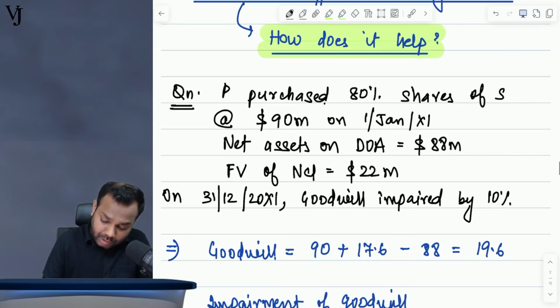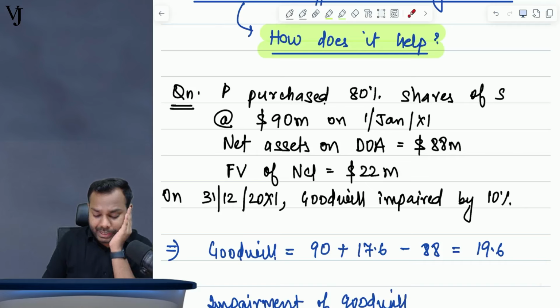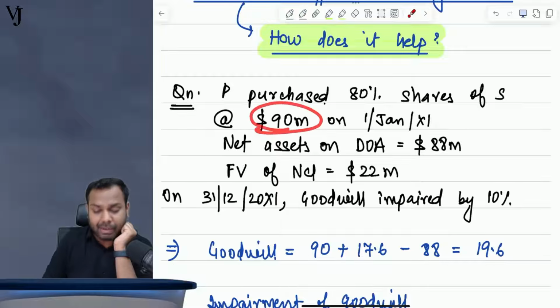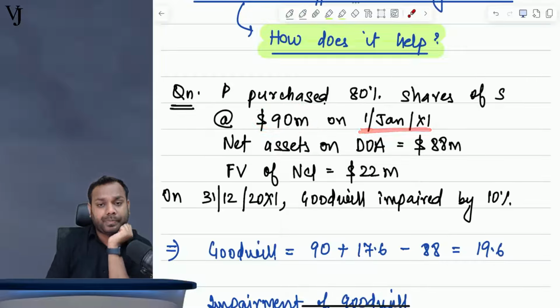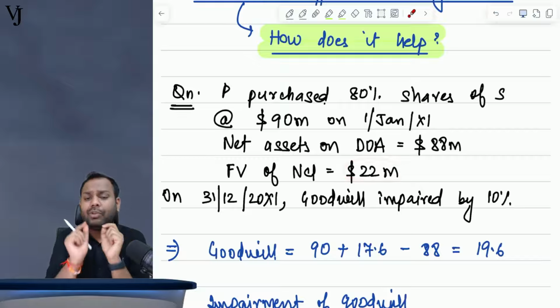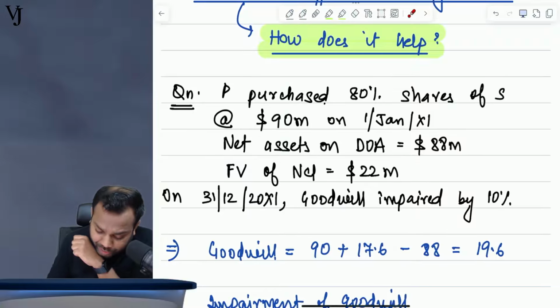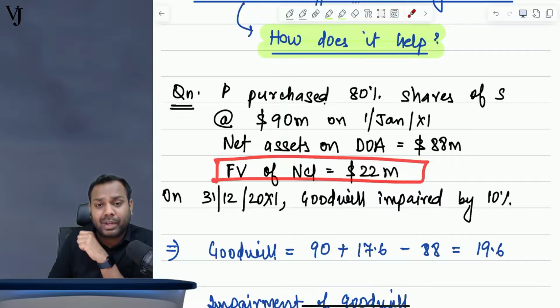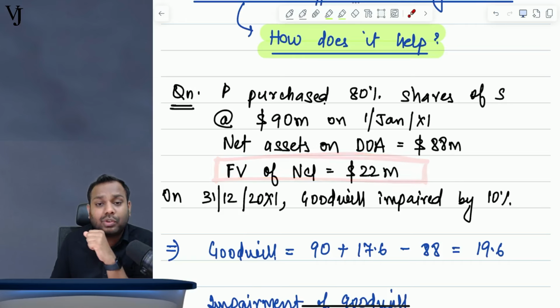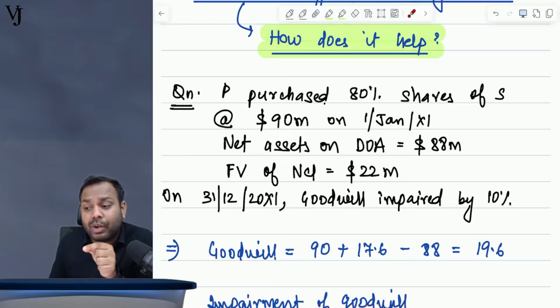Let's suppose parent P purchased 80% shares of subsidiary S at $90 million on 1st January 20x1. Net assets on the date of acquisition are $88 million and the fair value of NCI on the date of acquisition is $22 million. Now tell me, if the fair value of NCI is given, meaning NCI is at the fair value model, right? So we will take the fair value of NCI to calculate goodwill.